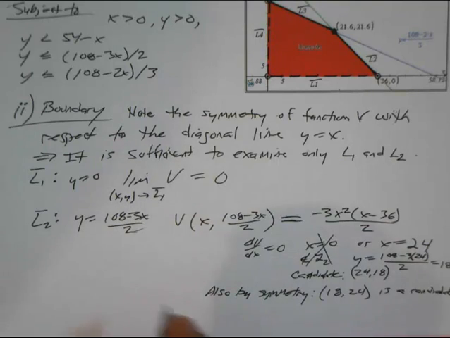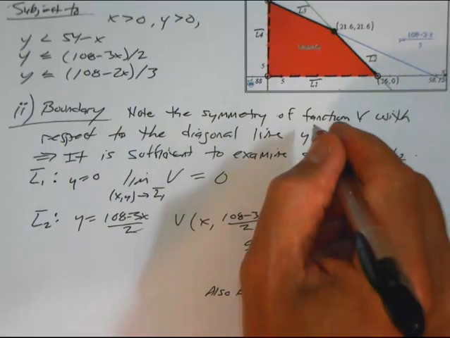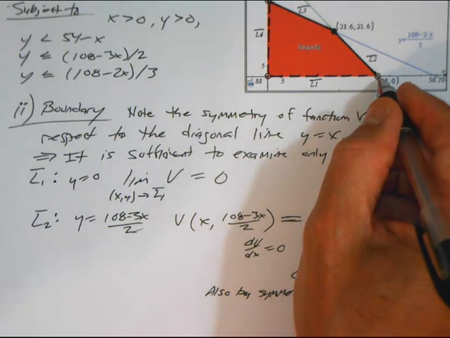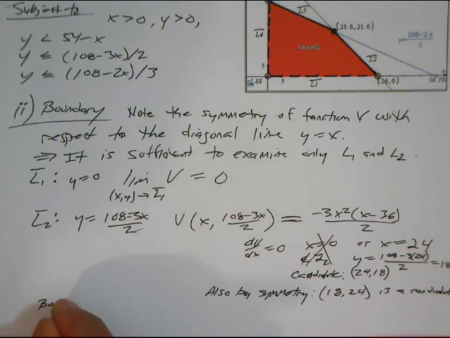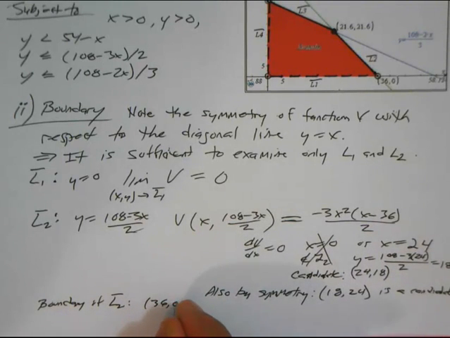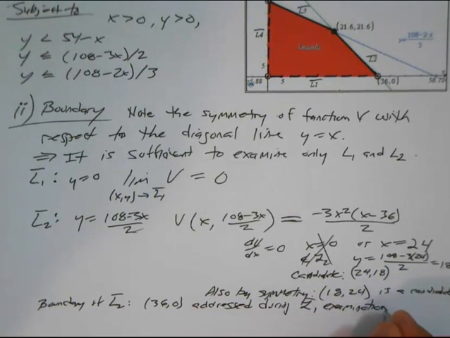Okay, is there anything else to concern ourselves with? Thinking about this L2, we also need to consider the boundary points for L2 itself. Now this one here, this (36, 0), boundary of L2, the line segment. The (36, 0) has already been addressed because it was on L1. It was addressed during the L1 examination. That's done.